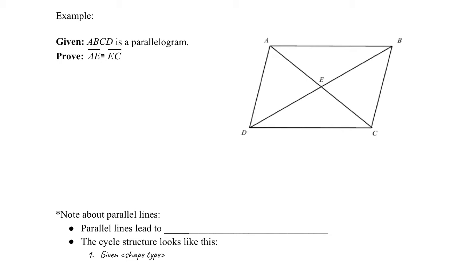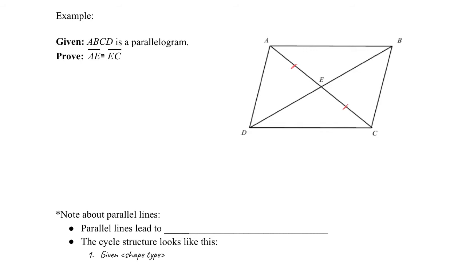So let's take a look at this. We're actually not even going to prove triangles here, but when you're on an actual assignment, you're probably going to have to prove some triangles. But let's take a look here. We're told that ABCD is a parallelogram, and we want to prove that this AE is congruent to this. Well, what do I know about parallelograms? I know that their diagonals bisect each other. So this would be basically one example of a cycle.